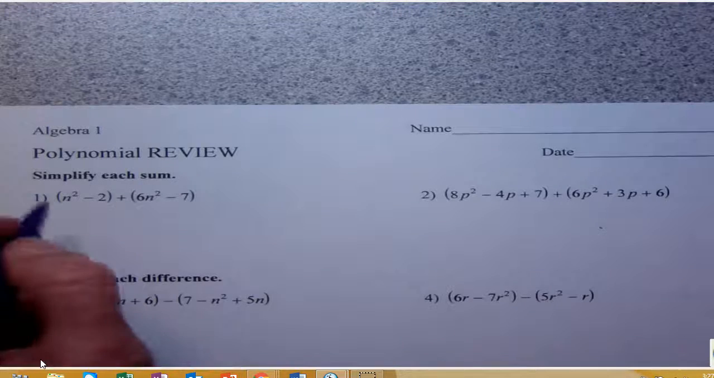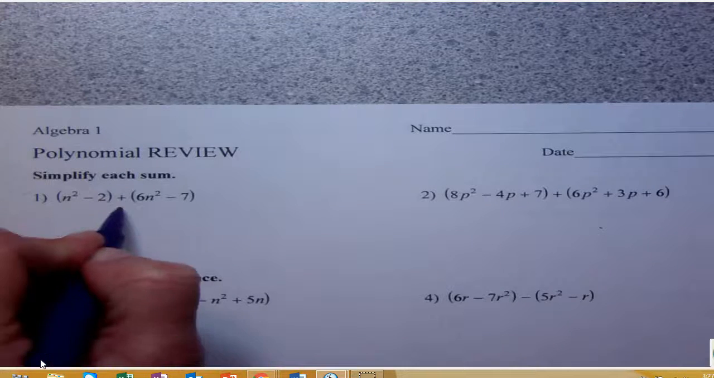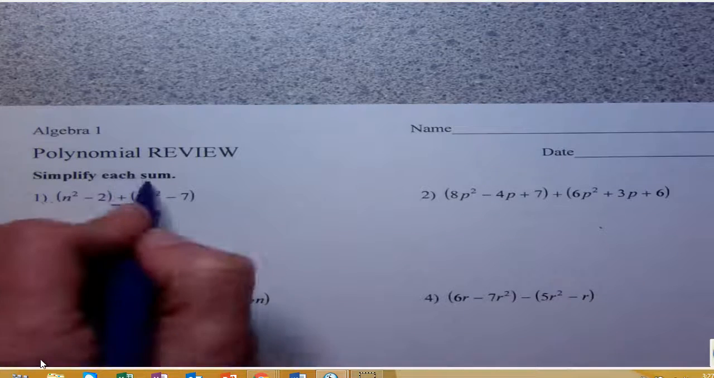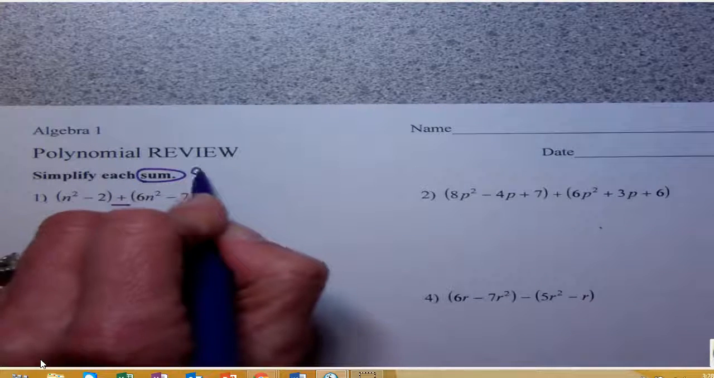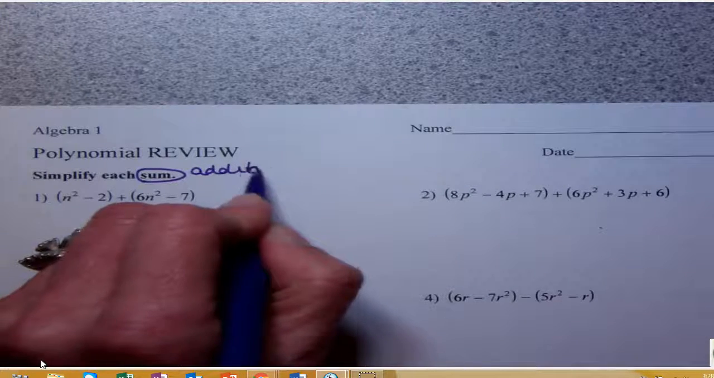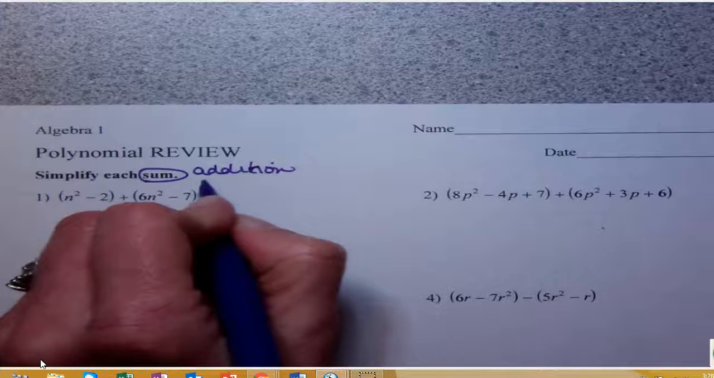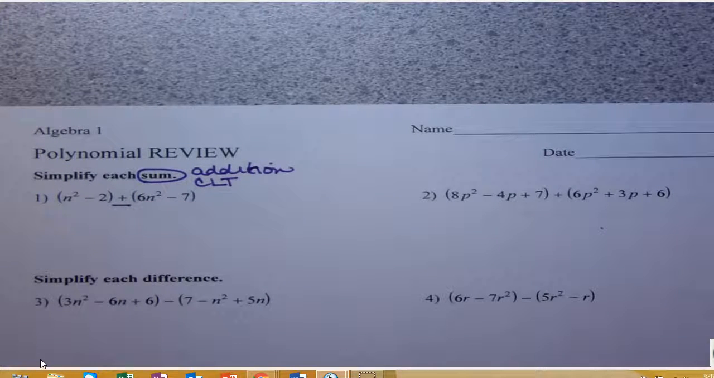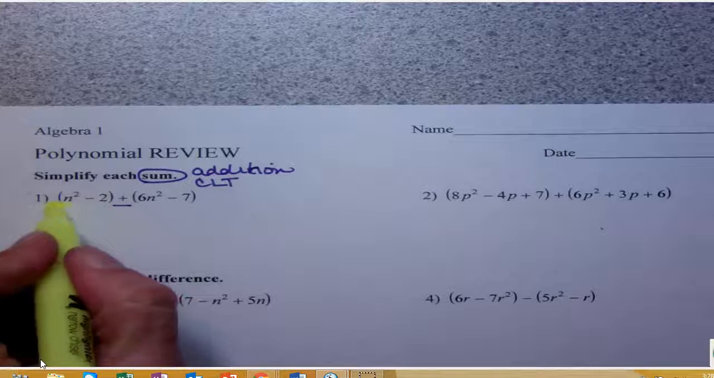test. Okay, so here, in this situation, I am adding. So when you're finding the sum, this is addition. We are going to combine like terms. So we're looking to combine like terms. We are not multiplying, we're adding. So we're going to look at this.